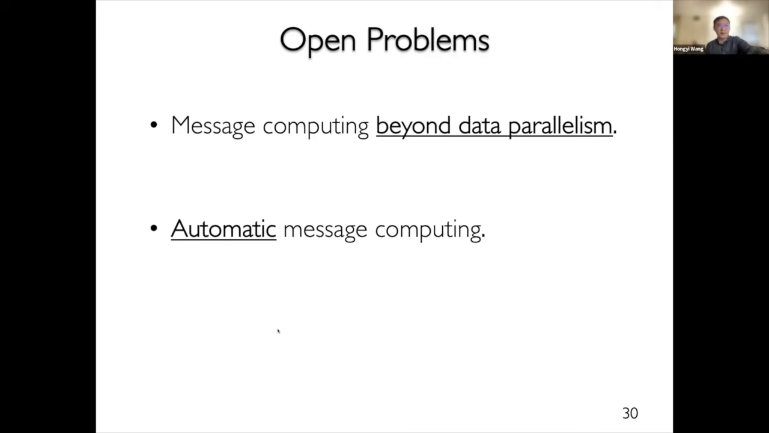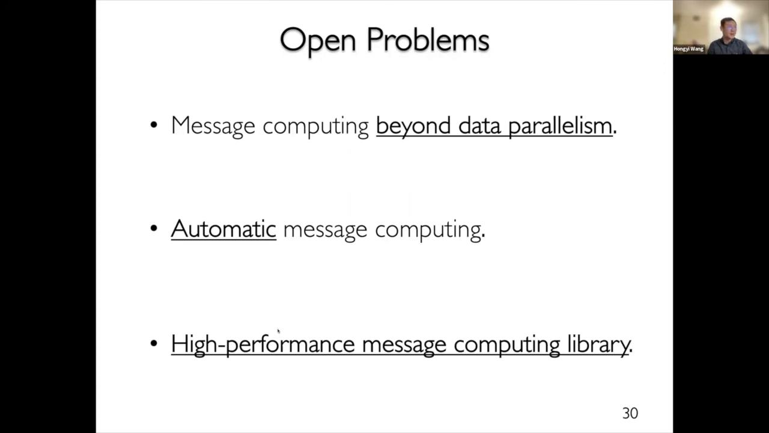We have the cost model. Can we use the cost model to determine the optimal compression ratio during training, for each given task on each given cluster? And also, it seems the message computing is not quite integrated well in the current software stack. So can we actually build one with high performance and optimal implementation?